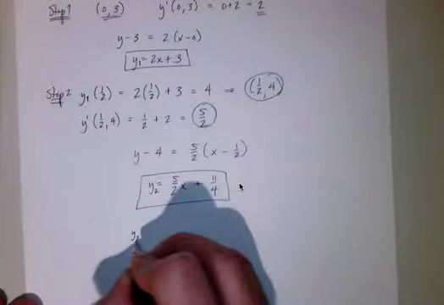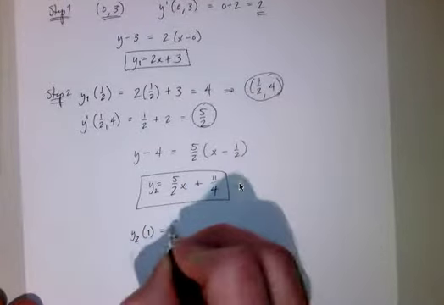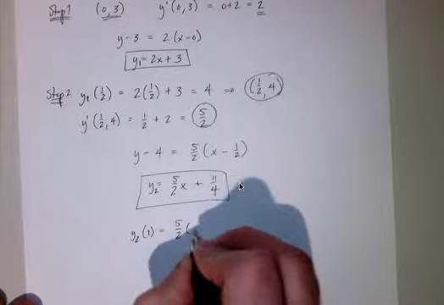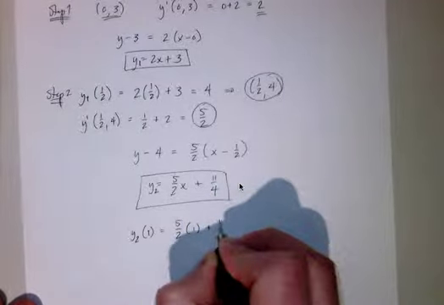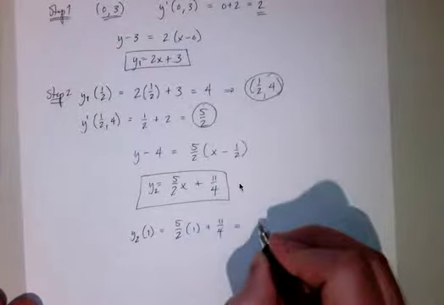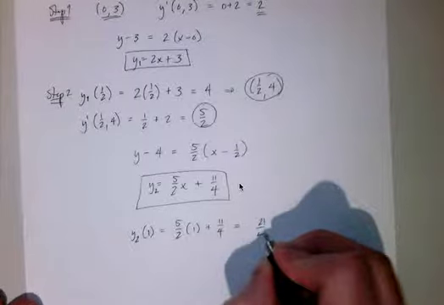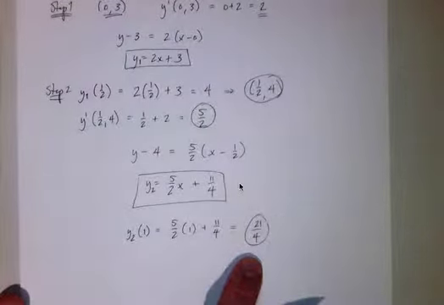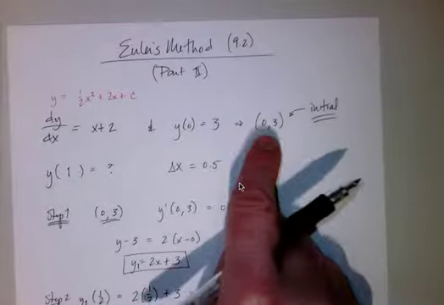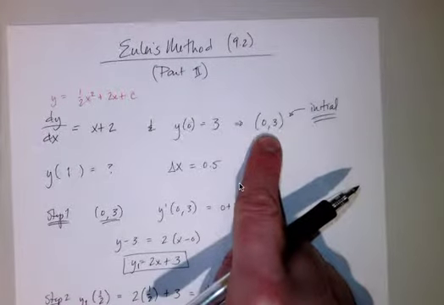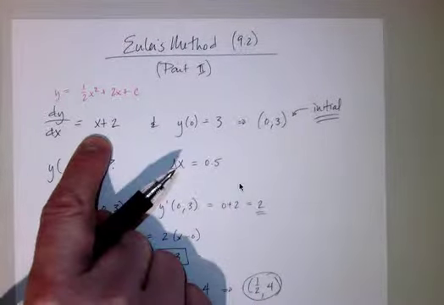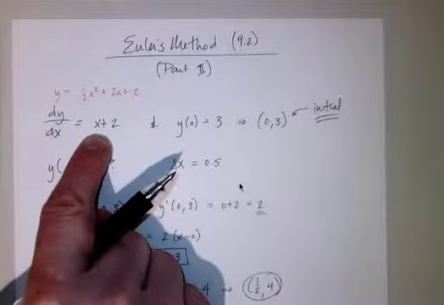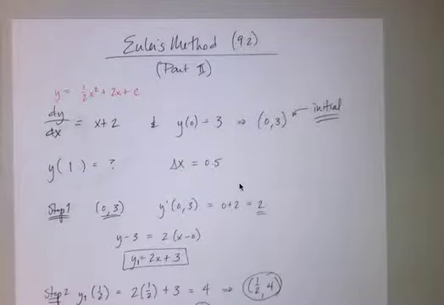So if I evaluate y2 at 1, I'm going to get 5 halves times 1 plus 11 fourths, which is, of course, going to be 21 fourths. That is my approximation of what the function value should be based upon a starting point of (0, 3) and a differential equation, a slope defined by x plus 2.